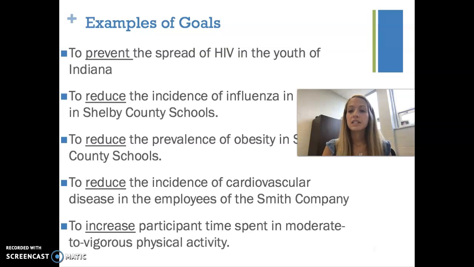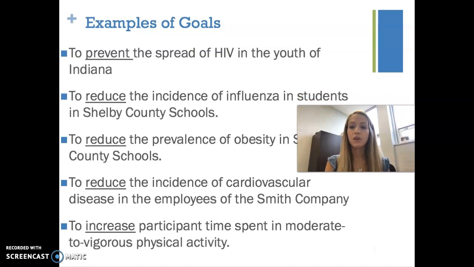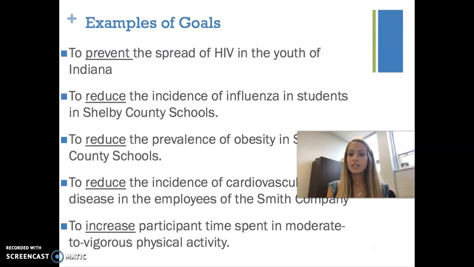To reduce the incidence of flu in students in Shelby County schools. So we have the who, which is the students, and what we're doing is reducing the flu. To reduce the prevalence of obesity in Shelby County schools. To reduce the incidence of cardiovascular disease in the employees of the Smith Company. To increase participant time spent in moderate to vigorous physical activity. And here, the last one, the who are just participants. So whoever is involved in the program, and they're increasing that physical activity, right?